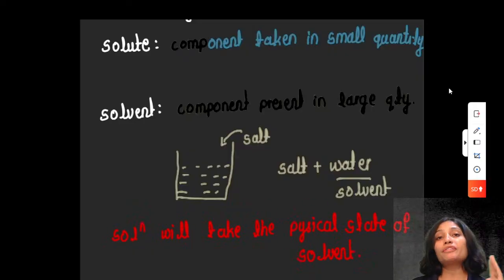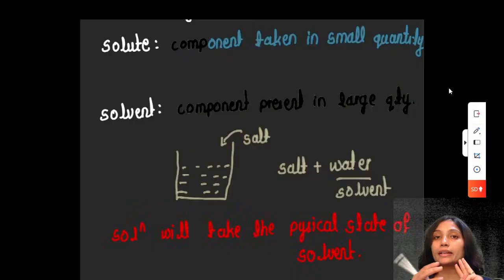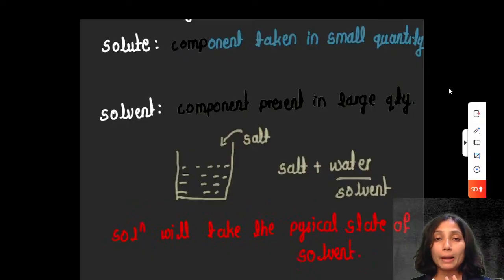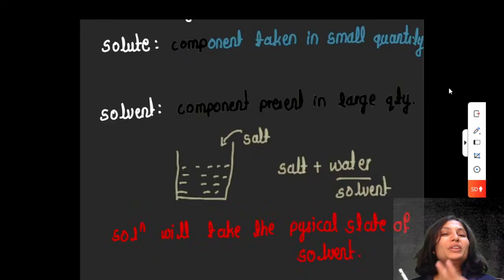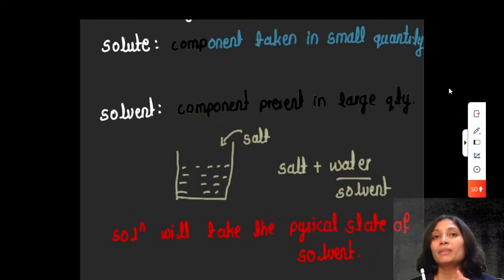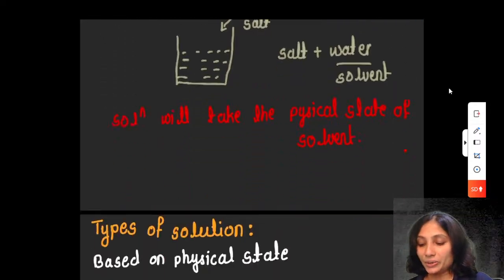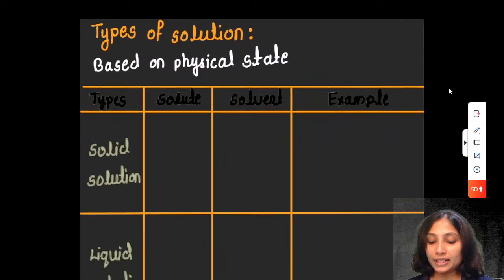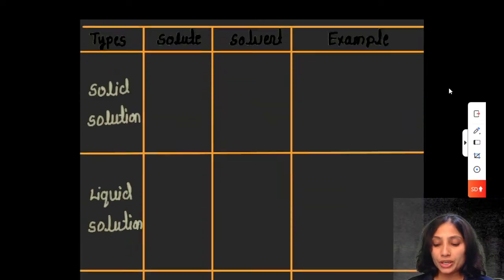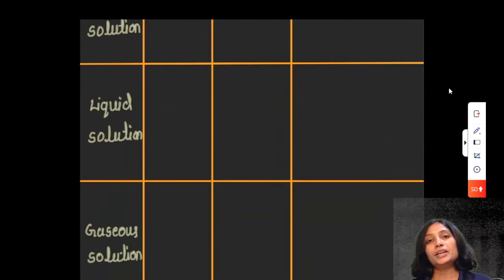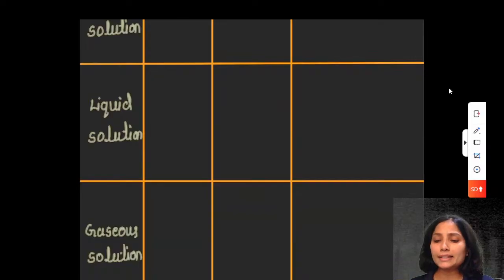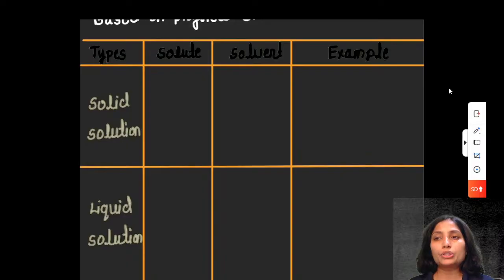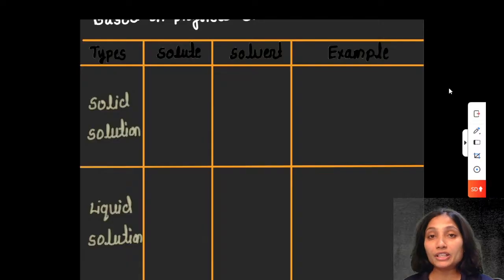Since solvent is present in larger quantity, solution takes the physical state of solvent. Now, based on physical state, solutions are mainly classified into three types. Based on physical state, solutions are classified into how many types? Three types. We know three types of states are there mainly: solid, liquid, and gaseous. So in the same way, based on physical state, these solutions are classified into solid solution, liquid solution, and gaseous solutions. Now let us study about these one by one. So I'll start with solid solution.